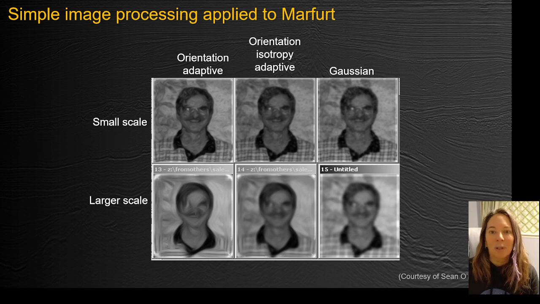So up on that top row, we're comparing the orientation adaptive filtering, orientation isotropy adaptive filtering, and Gaussian filters at a smaller scale. And then down at the lower row, we see those same filters applied at a larger scale. And so you can kind of see how each method handles the edges and the details differently. And I like this visual because it really helps us understand why choosing the right filtering approach can be really important when we're doing our seismic data attribute analysis.